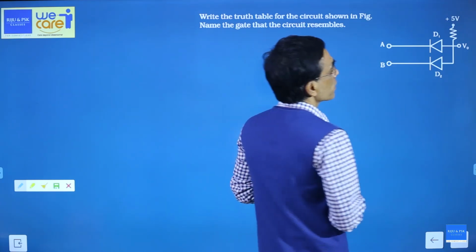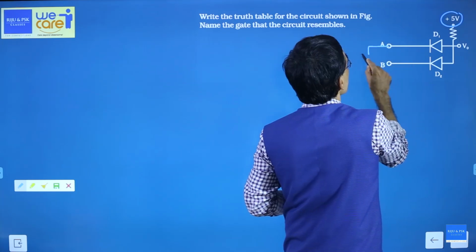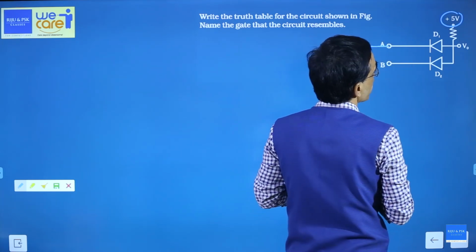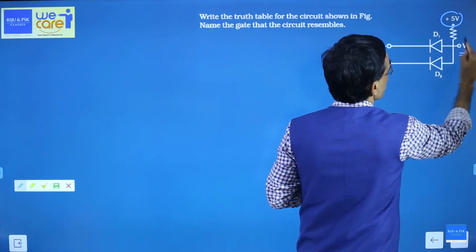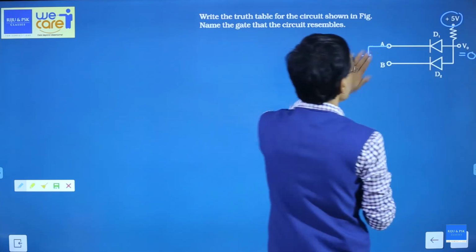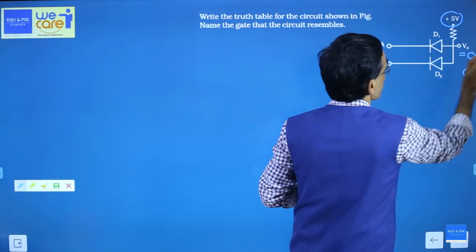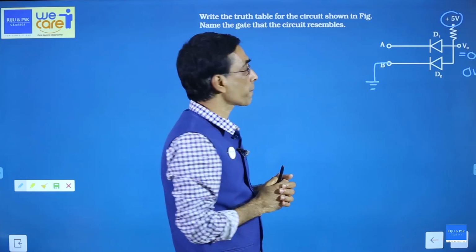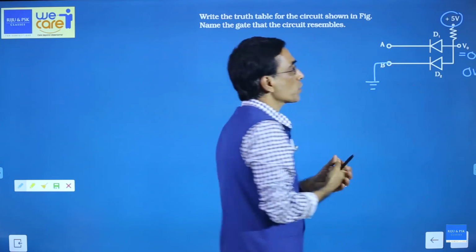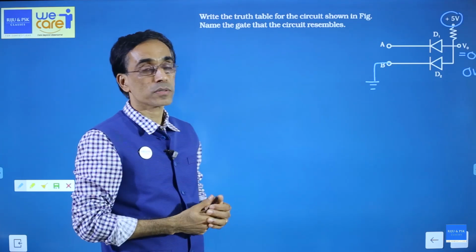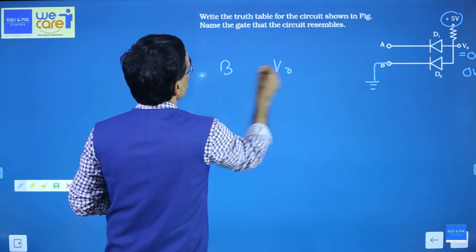Okay, now think this is +5. If this is connected to the ground, then the voltage here will become equal to 0. Similarly, if the second one is connected to the ground, the voltage here will become 0 volt. That means if at least one of them is connected to the ground, you will get 0 volt. So, A, B, output V0.